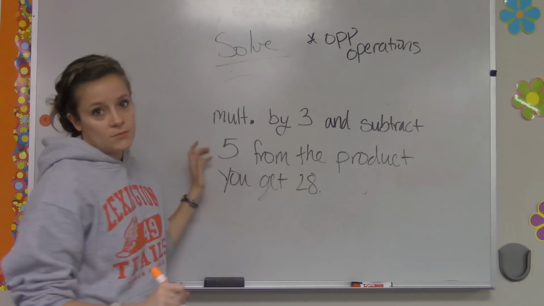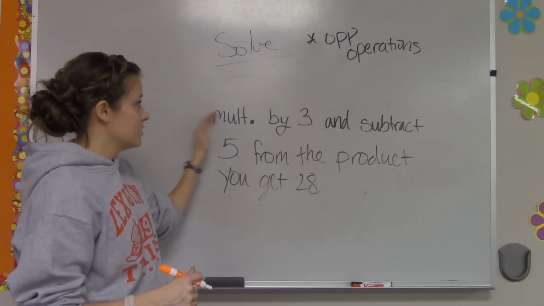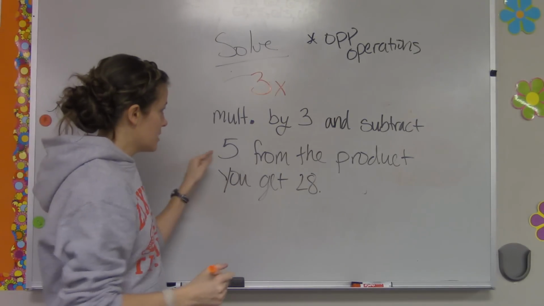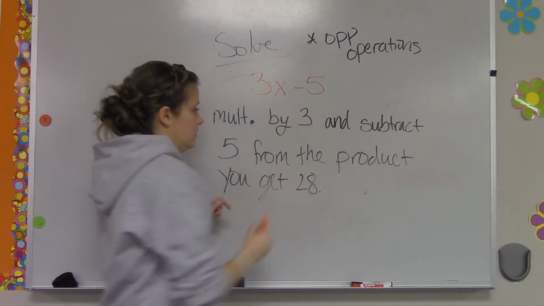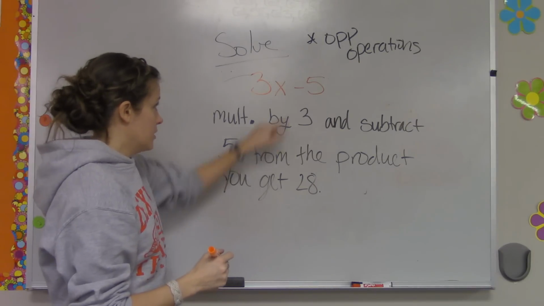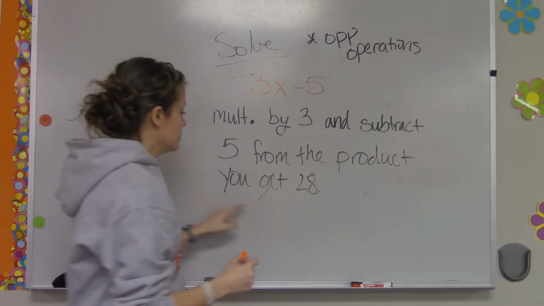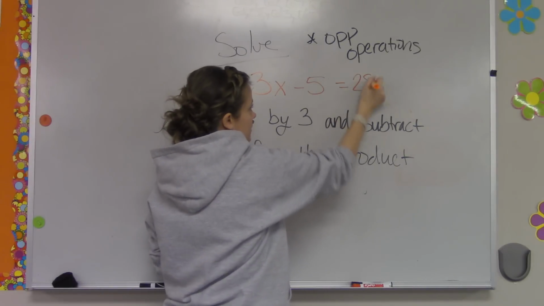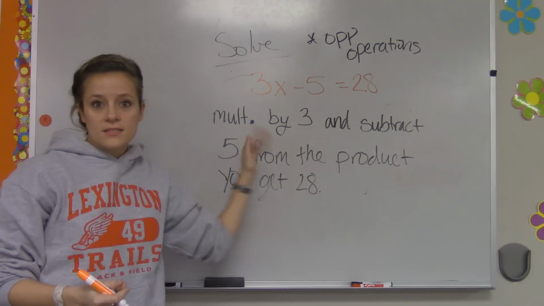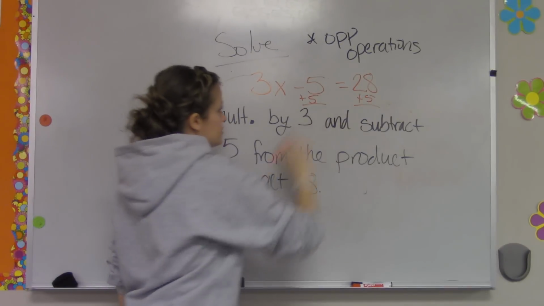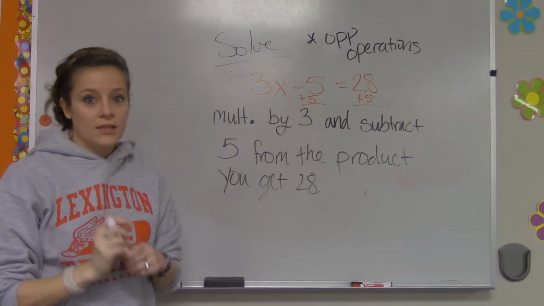Okay, multiply by 3. So it's what is the number? So we need a variable. So what is the number that when you multiply it by 3? So I'm going to have 3 times a variable and subtract 5 from the product, the product of 3 times x. You get 28. Okay, so you could set this up and then you could solve for it. You kind of don't have a lot of room here, but you would add 5 to both sides and then you would divide by 3.